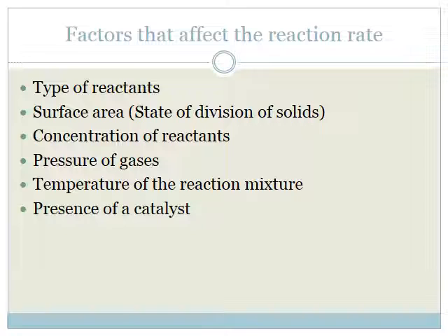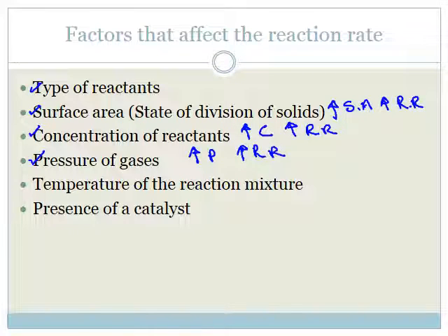So far, if we think about factors that affect the reaction rate, we have learnt about the type of reactants. Some reactants are very volatile. They react vigorously with each other, and some do not. We looked at the surface area, where we realized that if we increase the surface area, we increase the rate of the reaction. We have learned in the last lesson about concentration of reactants, where if we increase the concentration, we increase the rate of reaction. And we looked at pressure of gases, and we learned that if we increase the pressure, we again increase the rate of the reaction.